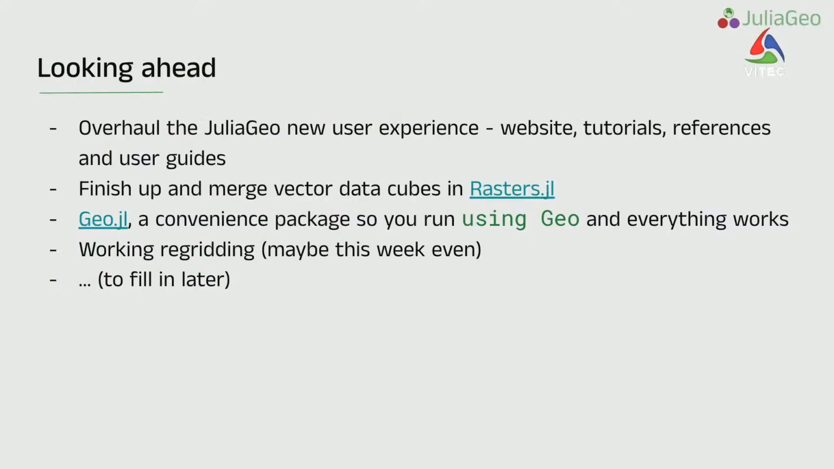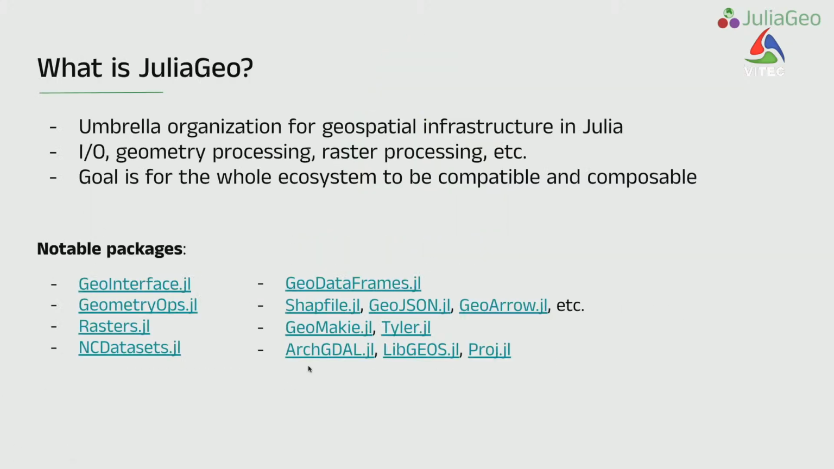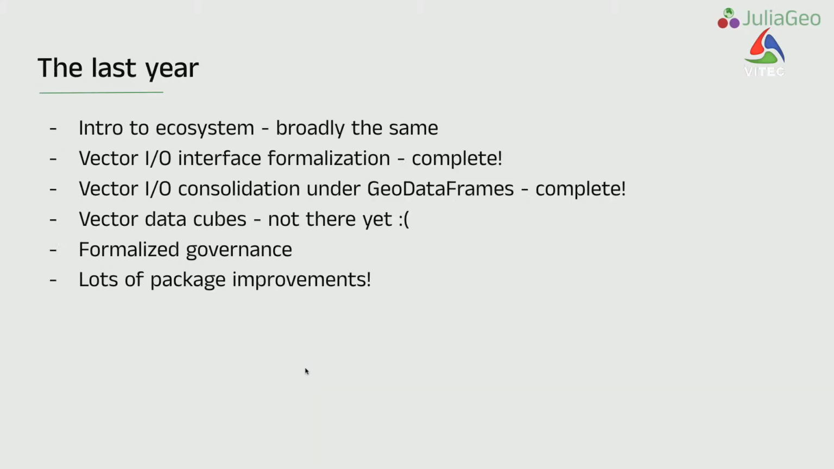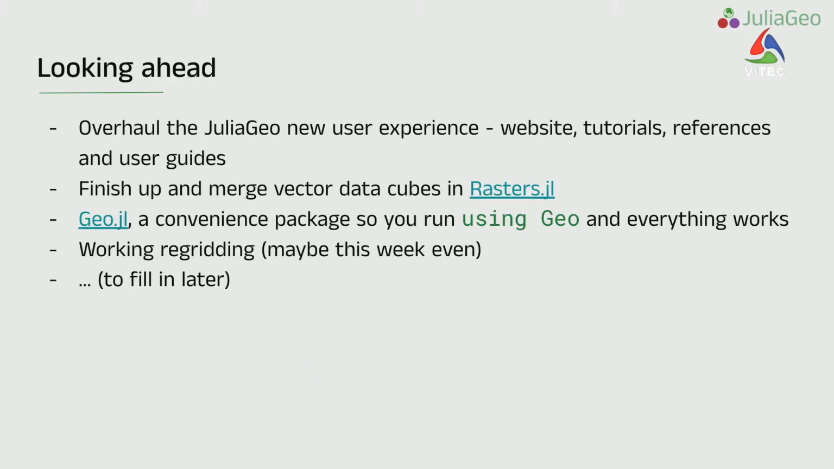So looking ahead, I'm not going to say a timeline, but medium term, we want to overhaul the JuliaEO new user experience: the website, the tutorials, references, and user guides. We have a book. We were translating a book which is quite popular in the Python and R ecosystems to Julia as well, so ideally we get that done. And a bunch of other PRs, and a convenience package. Right now, if you look at this list of packages, you would basically have to say using for every single one of these packages in order to get all of that functionality. So we have a concept going which would make it so that you don't have to know exactly which packages you need. You just use this one package and it loads everything for you.